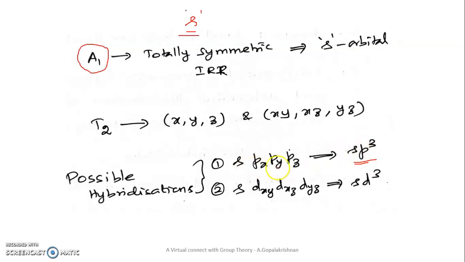What are the atomic orbitals involved? 1 s orbital and 3 p orbitals. What is the other possible hybridization? 1 s orbital and 1 set of d orbitals, dxy, dxz, dyz. If these 4 mix, you will get sd3 hybridization. Participants, we should be very careful here that group theory will give you only the possible hybridizations. Group theory never tells you what the actual hybridization of the molecule is. It will give you the possibility. So there are 2 possibilities available in this case. Are you able to understand?